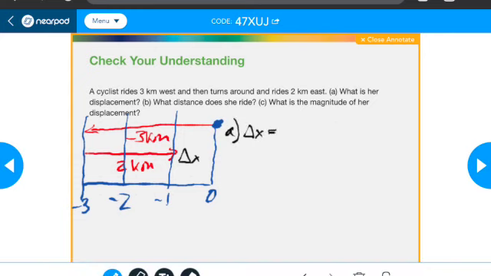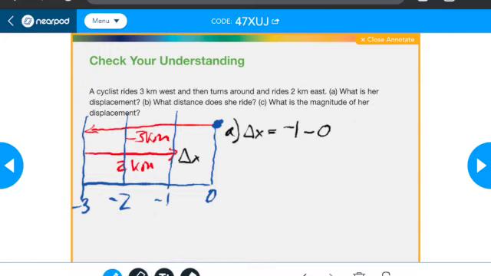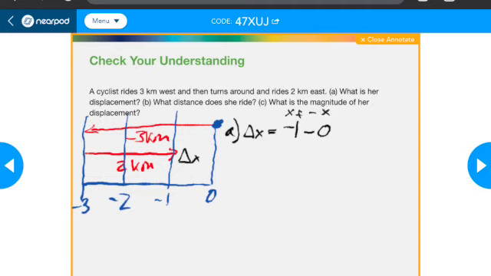So the formula for that, again, delta x, or change in x, is equal to the negative 1 that we ended up at, minus 0. Remember, that is the final minus initial, or x naught. And so negative 1 minus 0, that's just equal to negative 1 kilometer.